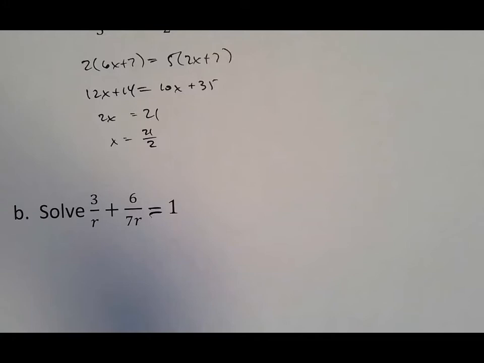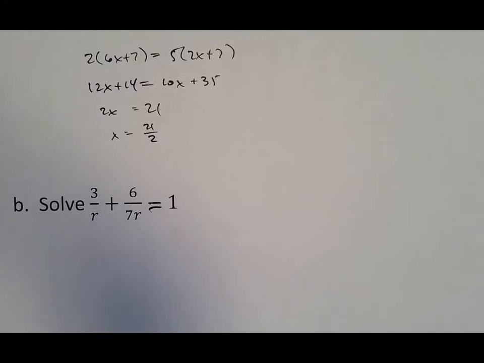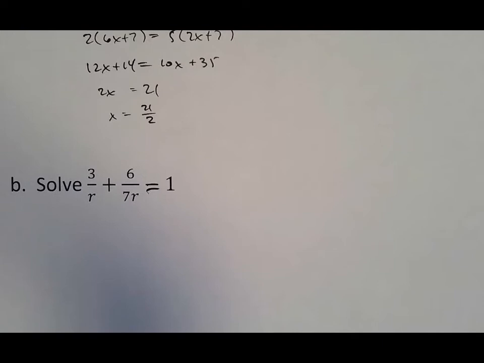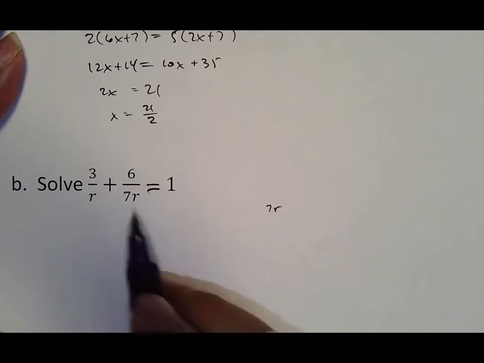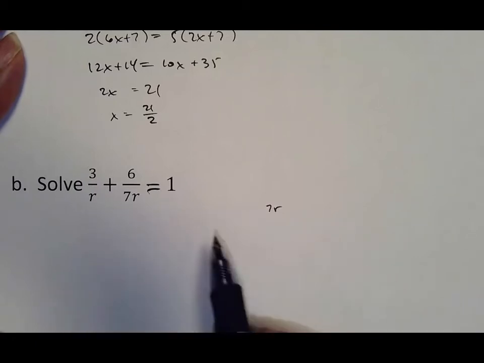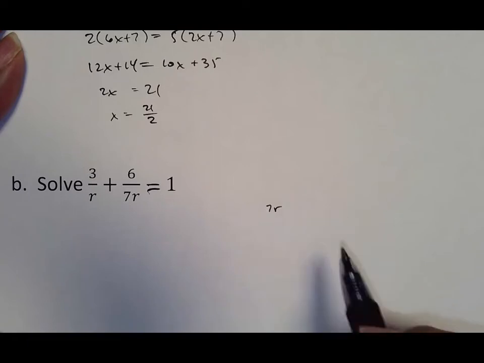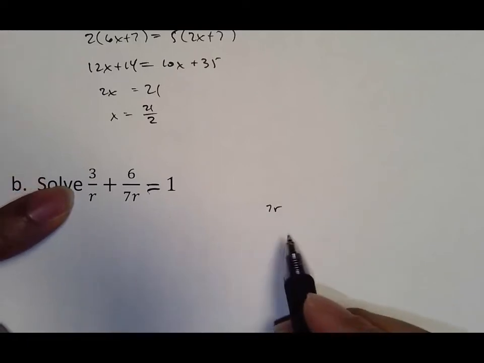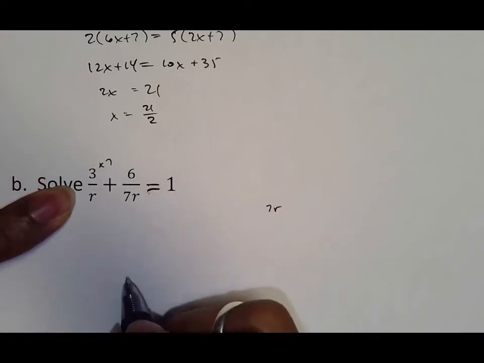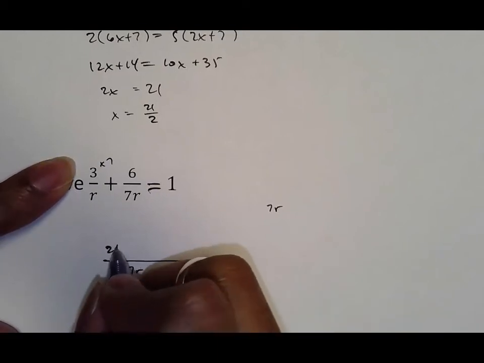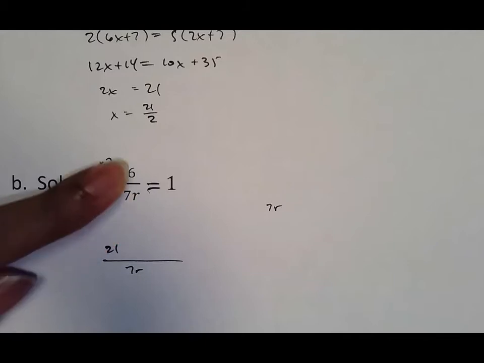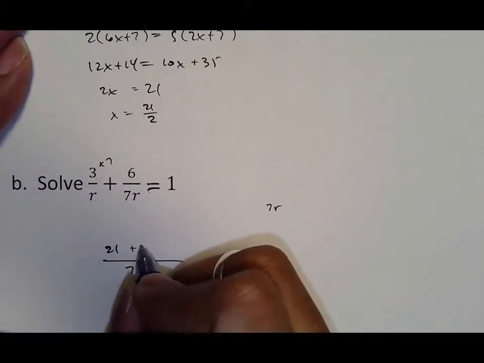So on a question like this, 3 over r plus 6 over 7r equals 1. Initially, what we're looking at is the common denominator, which of course needs room for a 7 and room for an r. So let's go through it. 7r is missing a 7, so that would be 21. The 6 is missing nothing. So plus 6.